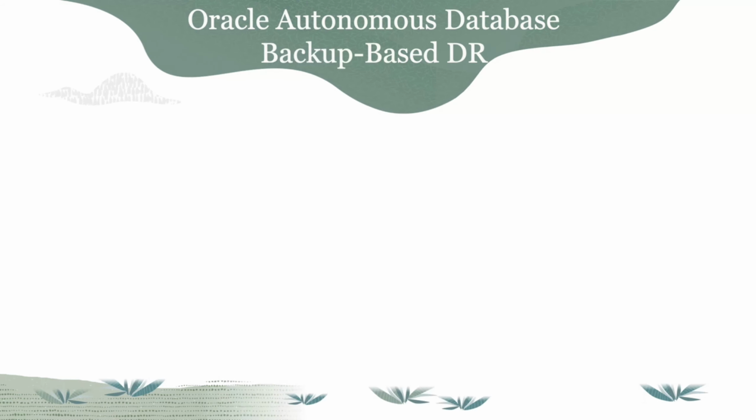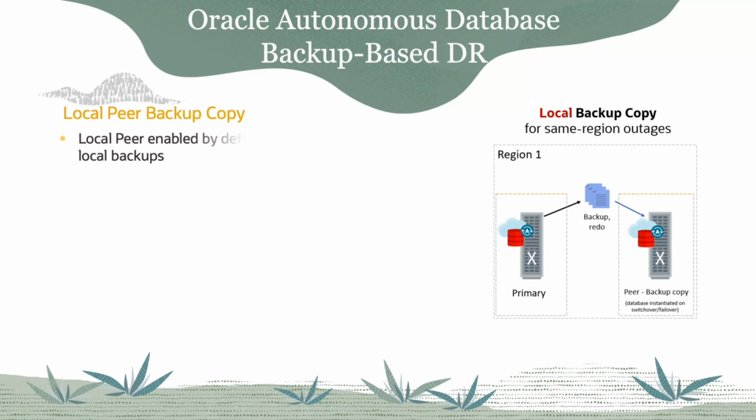Now we will look into the individual peer types. First of the kind is the local peer backup copy. Backup based DR is enabled by default with one local peer backup copy, always created for the existing or new autonomous database. It cannot be disabled. This uses the backup copy of the autonomous database that is stored locally in the same region as your autonomous database to be used for instantiation.